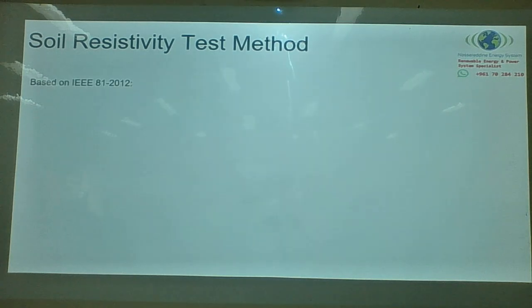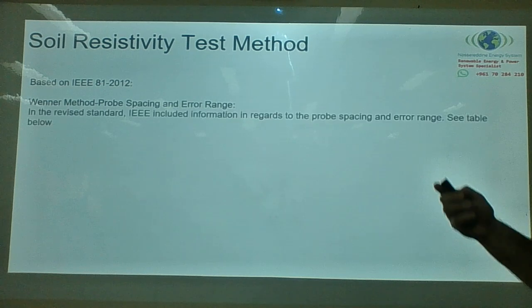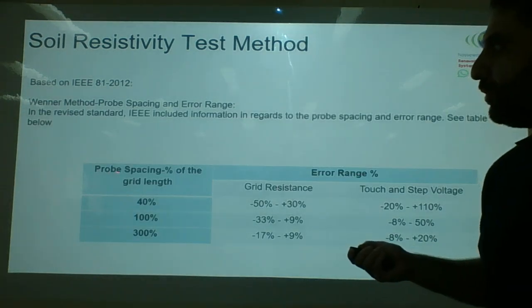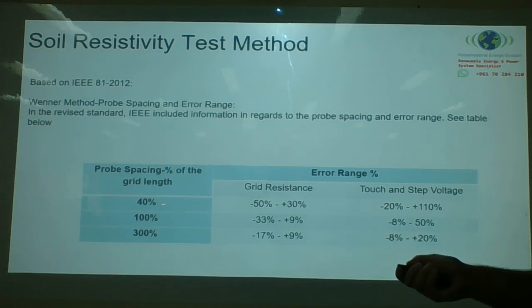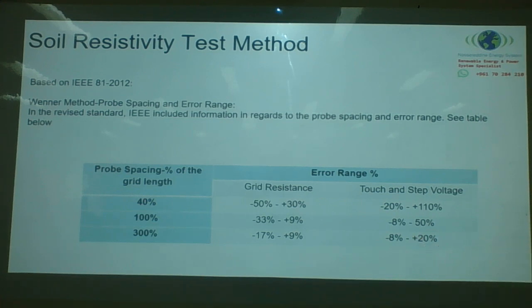Based on IEEE 81, Wenner method, probe spacing and error range. Guys, look. Probe spacing as a percentage of the grid length. If you do the probe spacing at 40%, look at the touch and step voltage error.